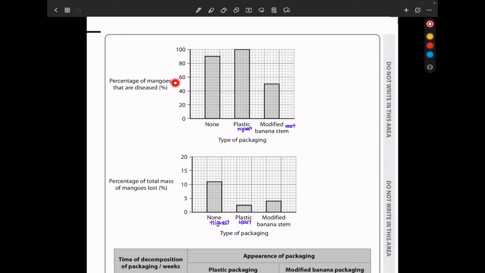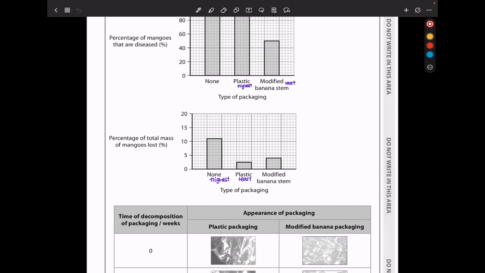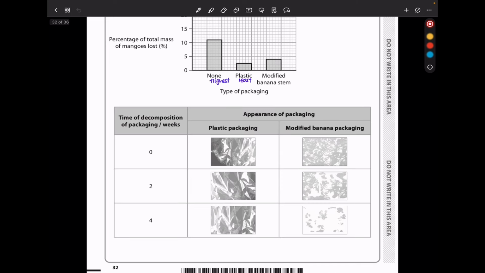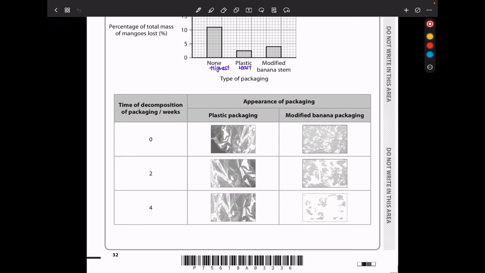So the first graph, we see the percentage of mangoes that are diseased. There are more diseased mangoes in plastic, which is going to be the highest here. And then the lowest is going to be in the modified banana stems. Then here we see percentage of total mass of mangoes lost. There is greater loss in those that are not enclosed in packaging. And there is going to be the least loss in plastic. Then down here we see the appearance of the packaging. They say time of decomposition. This is about biodegradability, the time of decomposition of the package. For plastic, we can see it's still there and almost little has changed over a period, but for banana, we can see after 4 weeks, there is a lot that has decomposed.